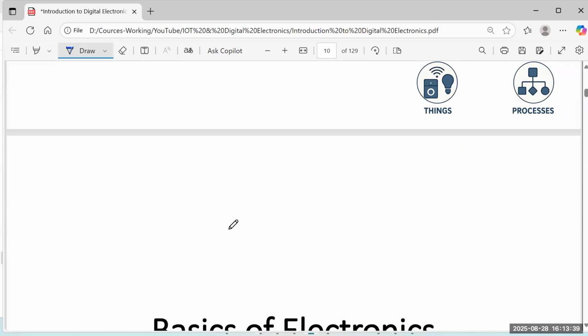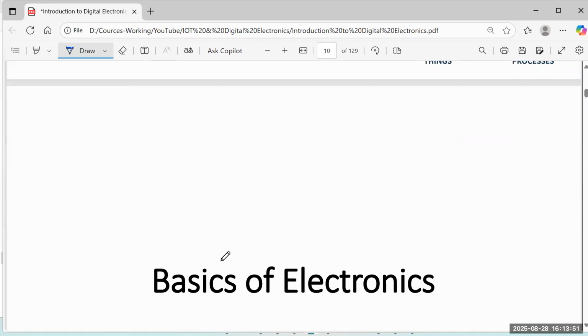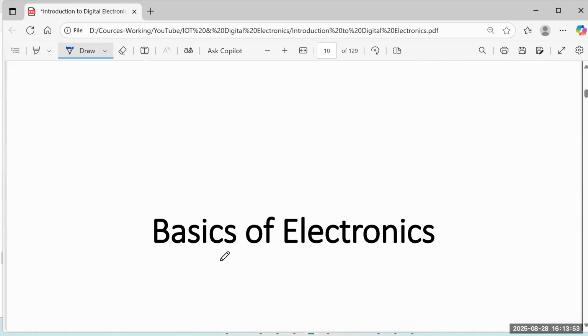So we can use it in household activities, industrial activities, office automation. So basically do things in a smarter manner. Okay, this is the future, this is the present.